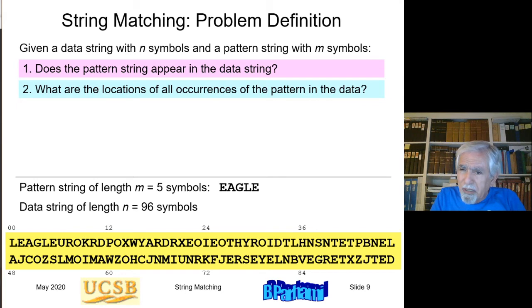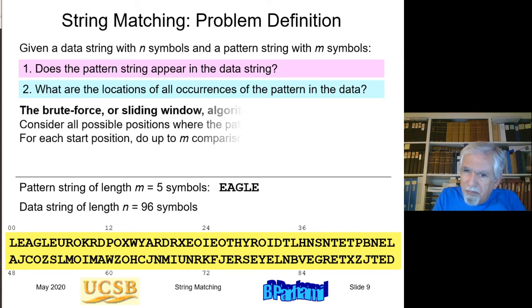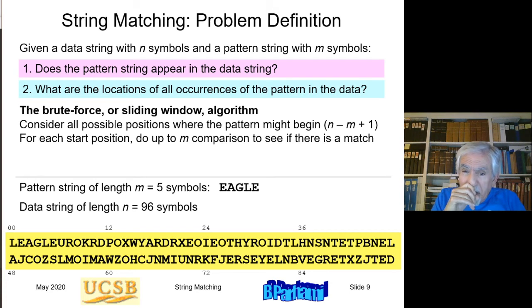What are the locations of all occurrences of the pattern in the data? Sometimes there may be multiple occurrences of the pattern, and I may be interested in finding the locations of the pattern in the data. So the simplest way to do this string matching or string search is the brute force or sliding window algorithm. Basically, consider all possible positions where the pattern might begin. And for each start position, you have to do up to m comparisons to see if there's a match.